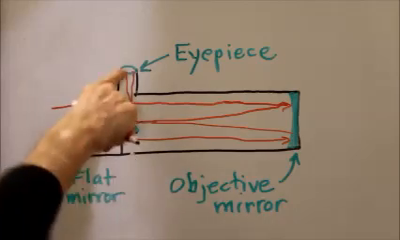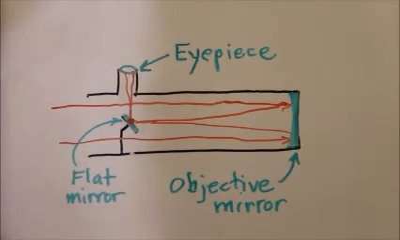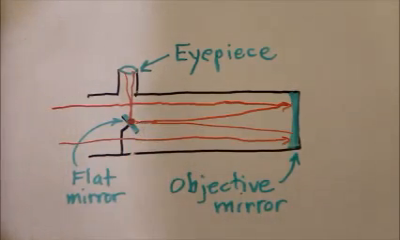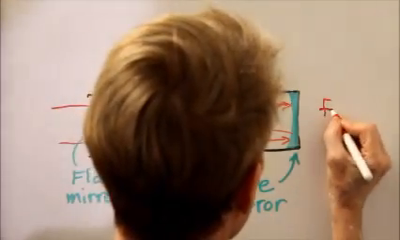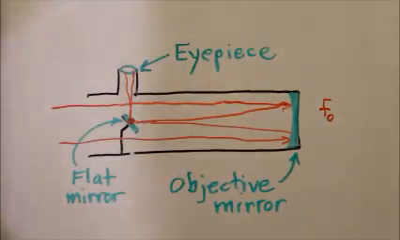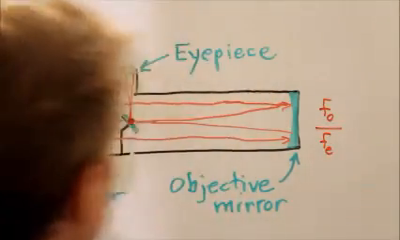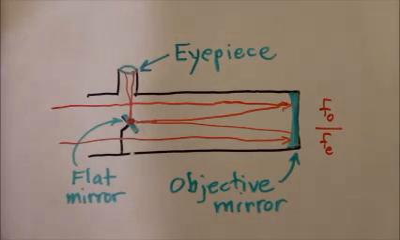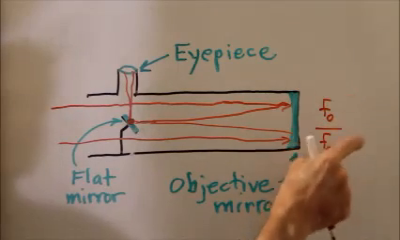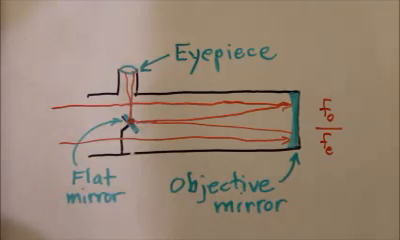But anyway, we have two focal lengths involved here. We have the focal length of the objective, which we might call f sub O, and the focal length of the eyepiece, which we might call f sub E. If we want to calculate the magnification of a telescope like this, we need to know both these focal lengths, the focal length of the objective, which is usually fixed, and the focal length of the eyepiece, which we can change by swapping out eyepieces.